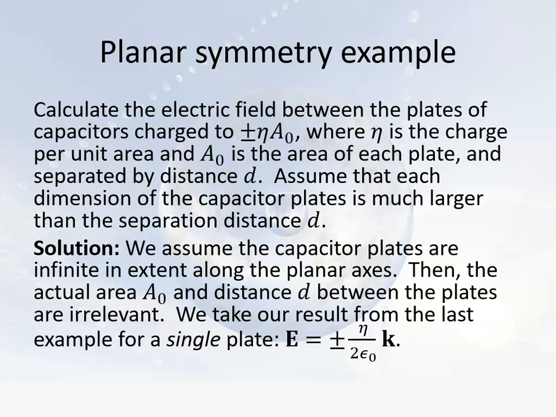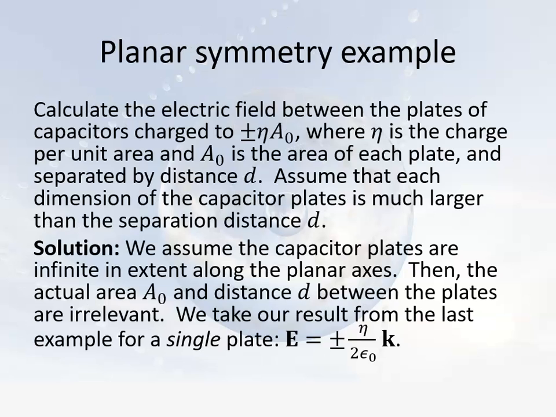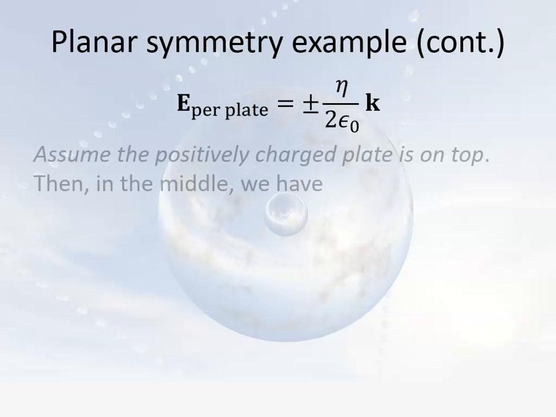Well, we're going to assume the capacitor plates are infinite in extent. The actual area A and the distance between the plates is irrelevant. That's what our last example just told us. In other words, if you look back at the last example, you see that there is no real z dependence here, at least in the electric field strength. And even in the electric field vector, it's only about the direction. And the direction we can take into account geometrically. So we're going to use the result that we got for the single plate.